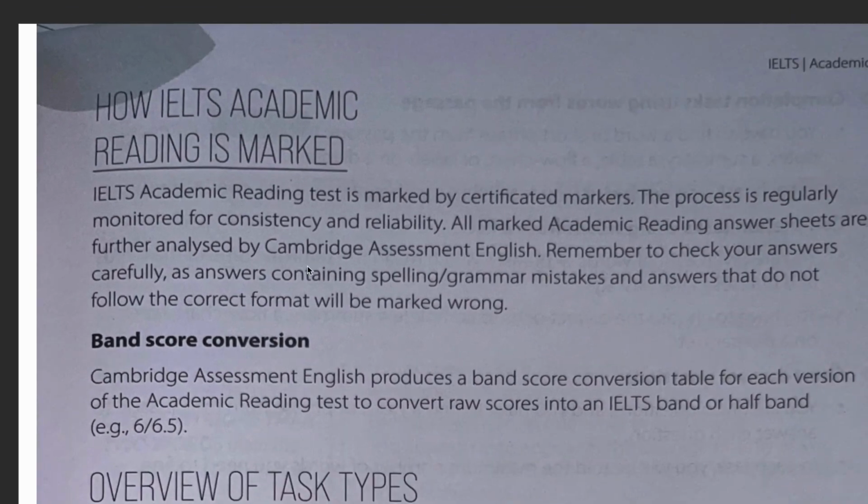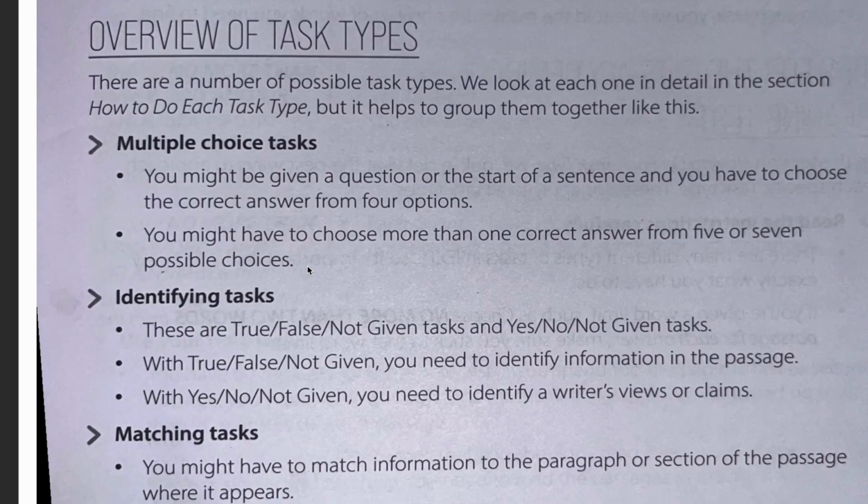So again, here also it is a band score, and overview of the task types. We have multiple choice questions. So multiple choice questions would be the same thing like we have already discussed for the listening skills. Then we have the identifying task. Identifying task is, these are true false not given task, or yes no not given task.